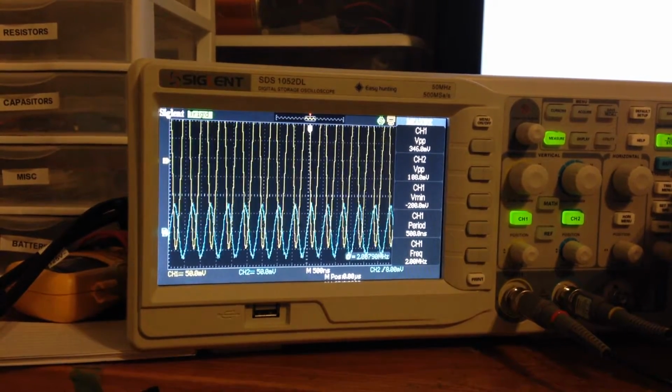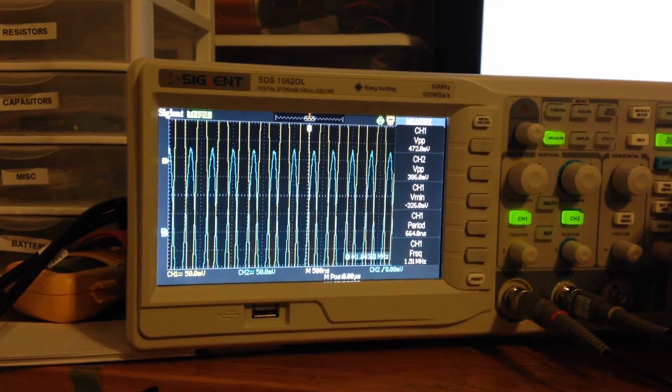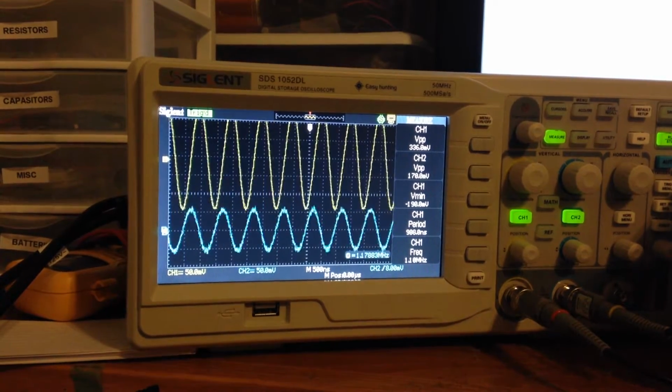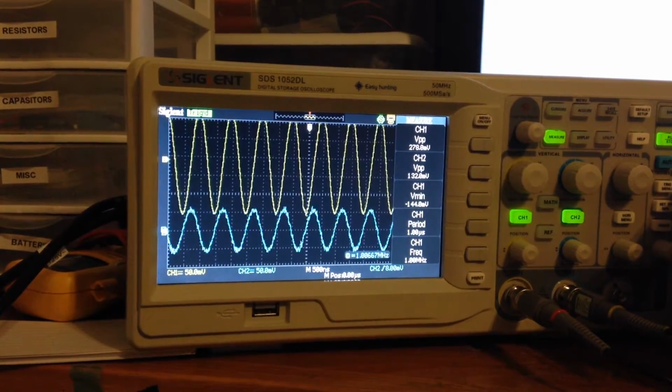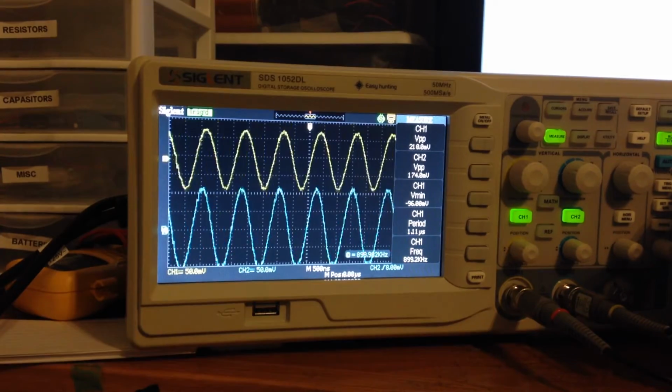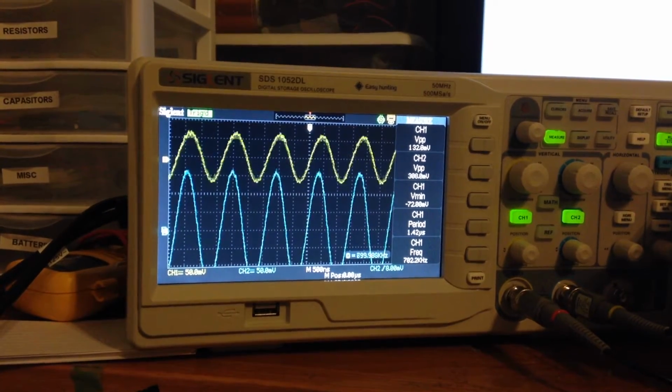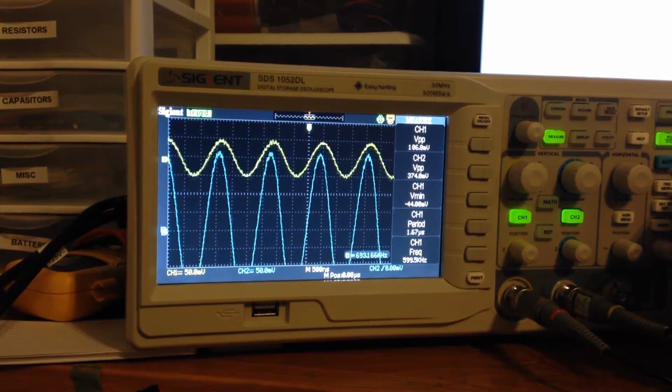2 megahertz, 1.5 megahertz, 1 megahertz, 900 kilohertz. 800 kilohertz, 700 kilohertz, 600 kilohertz.